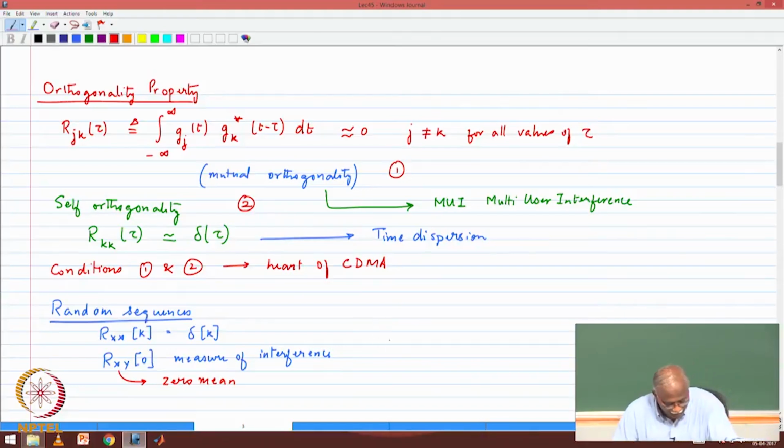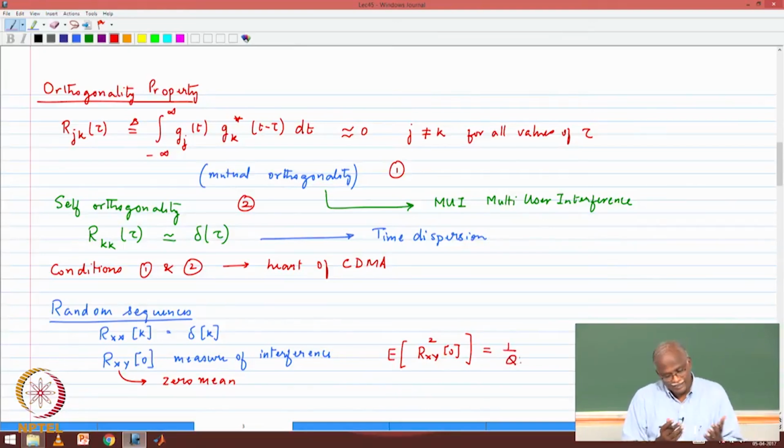but more importantly, we were interested in the energy. So the expected value of R_XY of 0 squared, this we showed was equal to 1 over Q. And this is the one that tells us that if I can use something that has the properties or behavior like a random sequence, I get a suppression of my interference by a factor of 1 over Q. So if there are two interfering users, the net interference that I will see is approximately 2 over Q. If I have K users, it will be K over Q. That's the net interference.